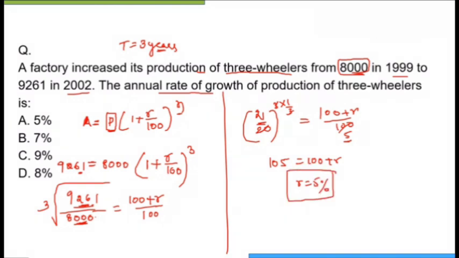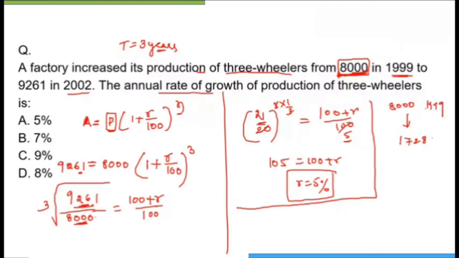We'll go with 5%. And in some cases, observe it, he would be saying that it hasn't grown, but it got degraded. Let us take like from 8000 it became 1728 from 1999 to 2002. In this case, it is downgraded. So how can I consider the formula in this case? In this case, the formula is absolutely the same.